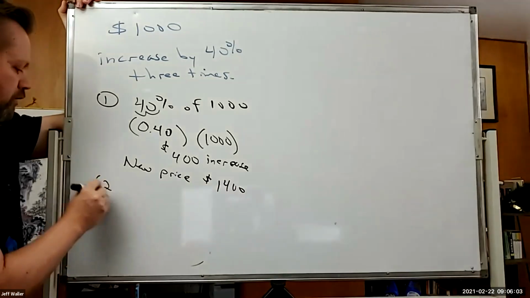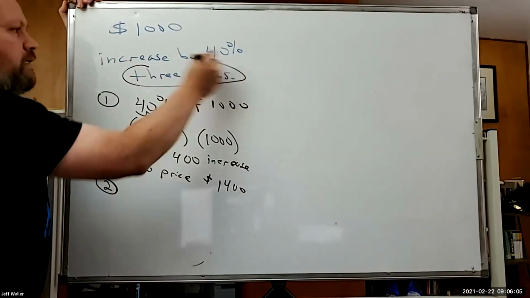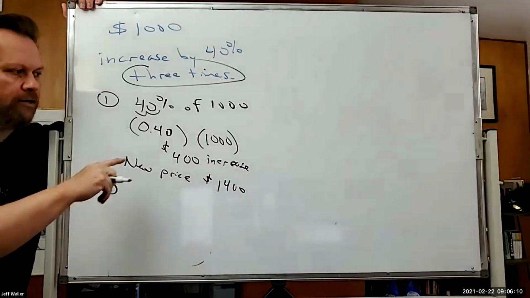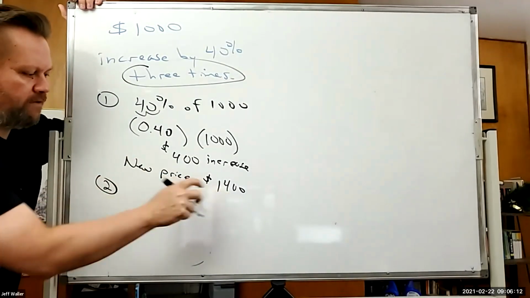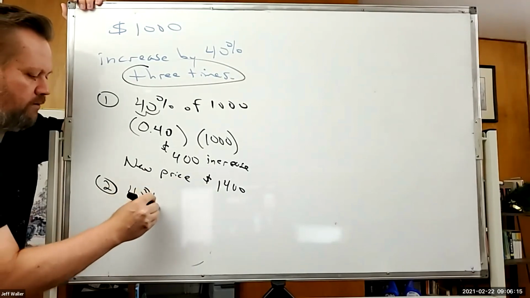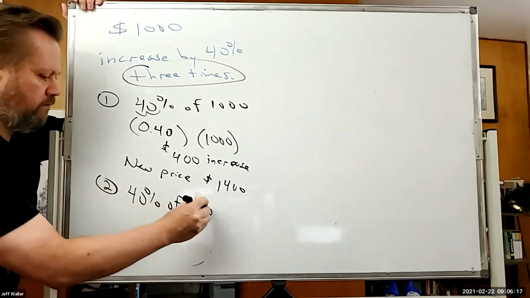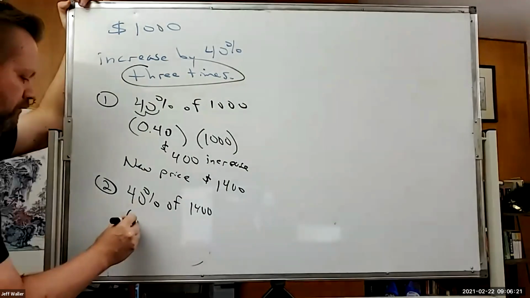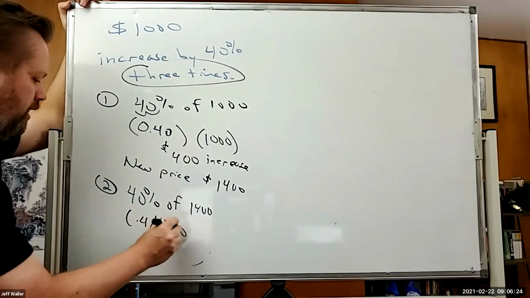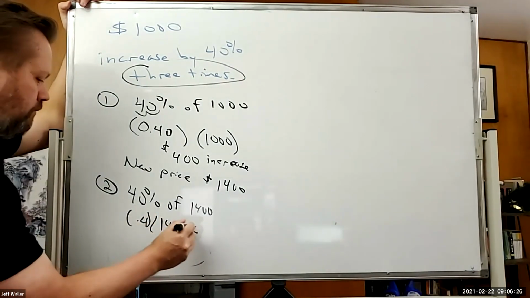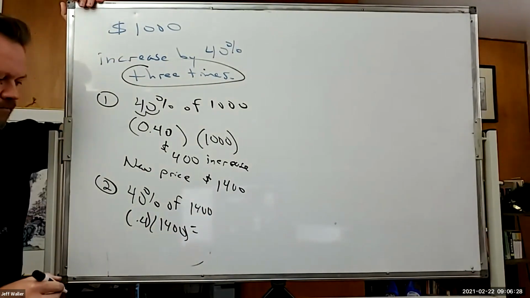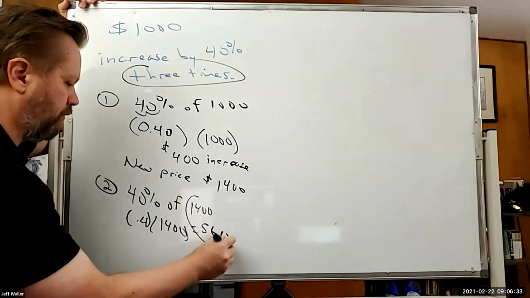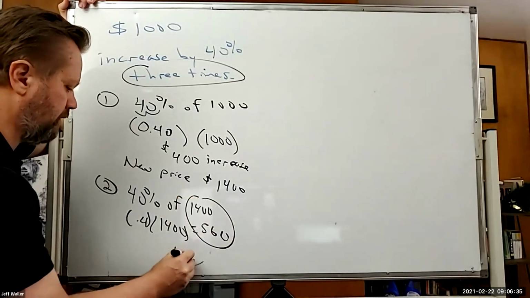All right, now we're going to increase by 40% again. We're going to do it 3 times. So how do I increase that by 40%? I would take 40% of 1,400, right? And that'll be 0.4 times 1,400. What's that? $560. I love it. So now I add those together and I get 1960. Is that cool?